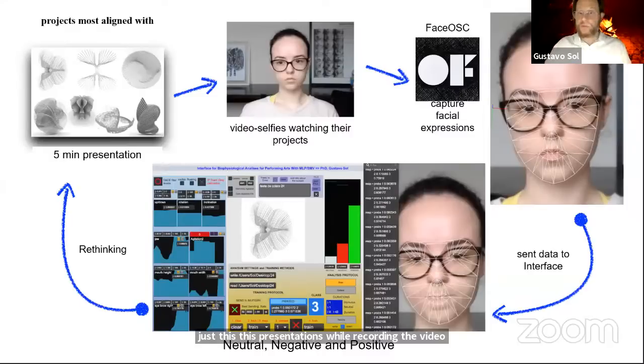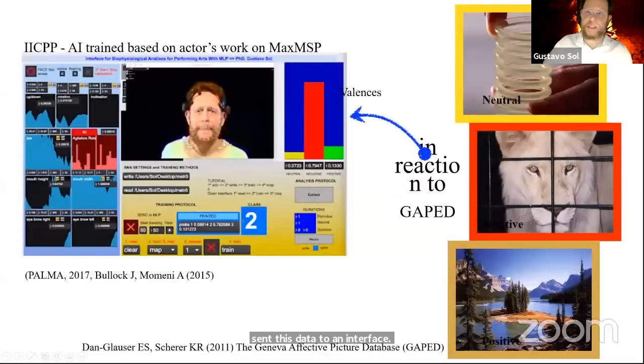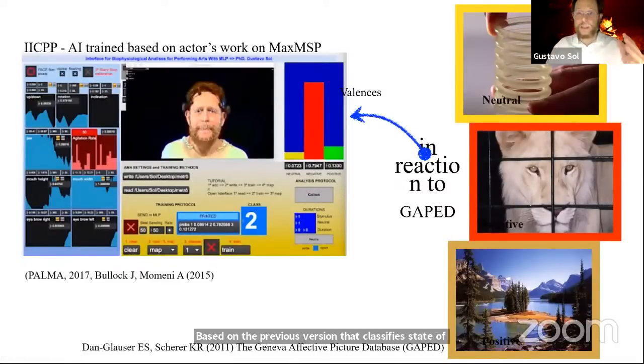After, we used this self-recorded video to capture the facial expressions using an open software named FaceOSC that sent this data to an interface. Based on the previous version that classifies states of poetic presence in performing arts, this interface was trained using an actor's facial expressions in reaction to the Geneva Affective Picture Database, GAPED. This database was designed to trigger the viewer's emotional response according to three emotional valences: neutral, negative, and positive.